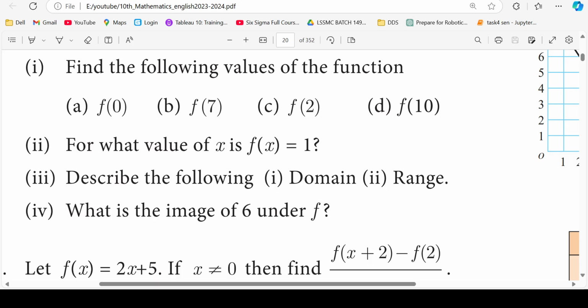So the next question is, describe the following domain and range. These concepts, domain, range, function, relation, everything I have uploaded in my previous videos. Check it out. The video link is in the description box below. So we can see the answer of this question.